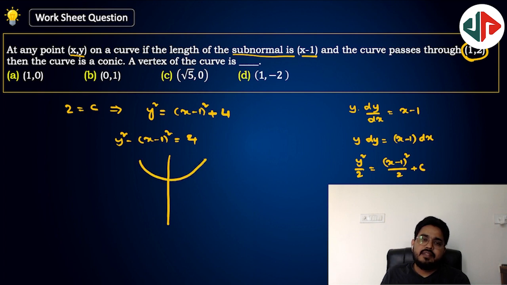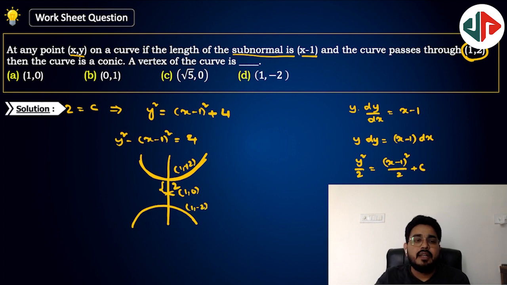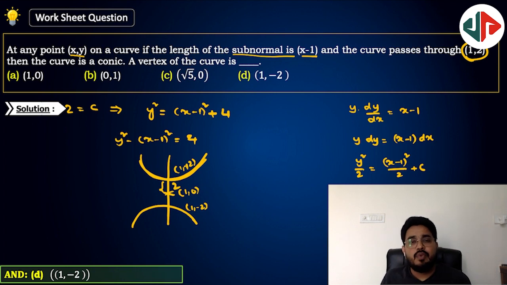axis is parallel to this. So center is 1 comma 0. This length is 2 units. So this is 1 comma minus 2. This is 1 comma, sorry, 1 comma plus 2, 1 comma minus 2 is the vertex.